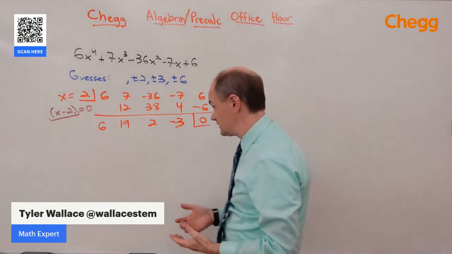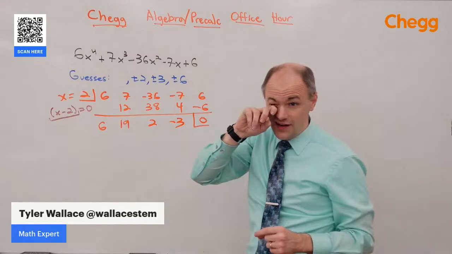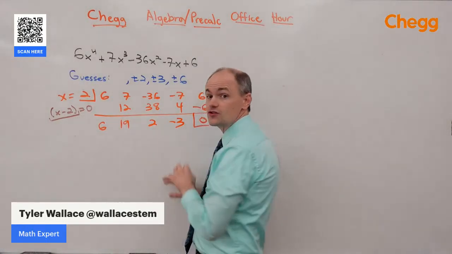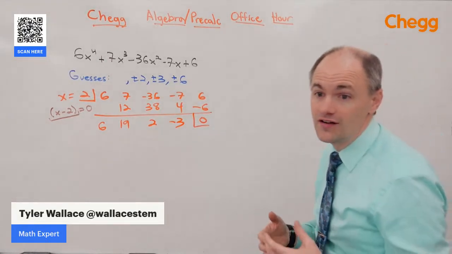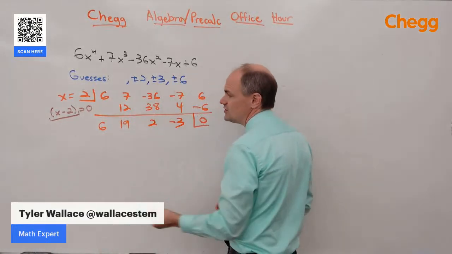But it's only one. We need to find 4 factors. Now, usually we're going to keep going until there's 3 numbers left, because when there's 3 numbers left, we can usually do the rest just using our normal factoring skills. But we don't have 3 left, so we're going to continue on.